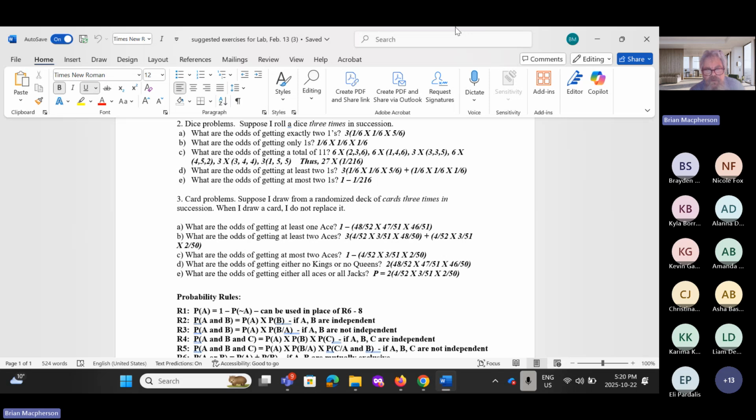There are 4 aces in the deck, right? And by the way, for face cards, there are 4 of each face card. There's 4 queens, 4 kings, and 4 jacks. So the probability will simply be 2 times 4 out of 52 times 3 out of 51 times 2 out of 50. All right. So those are the kinds of problems that I'll give you on the actual midterm.